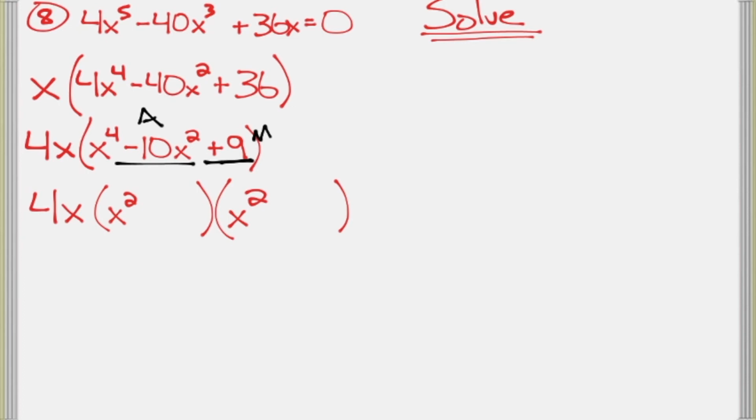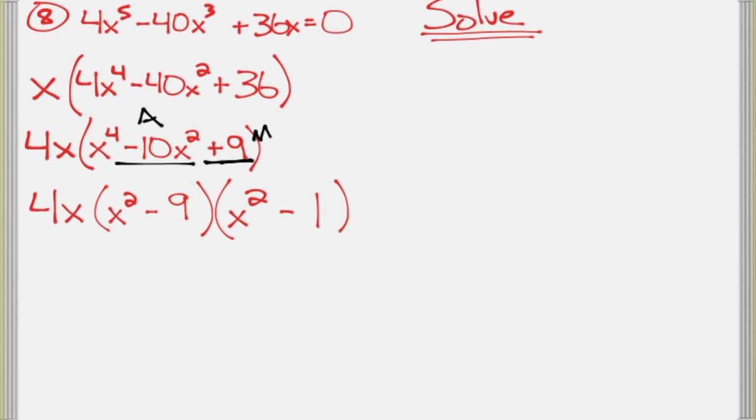So we know that our two factors are going to be negative 9 and negative 1. If I do negative 9 multiplied by negative 1, then I get positive 9. If I add negative 9 to negative 1, I get negative 10x squared. So that's what we're looking at here.